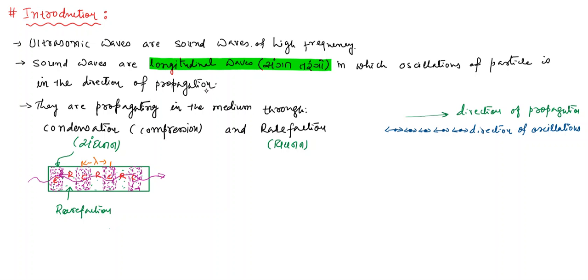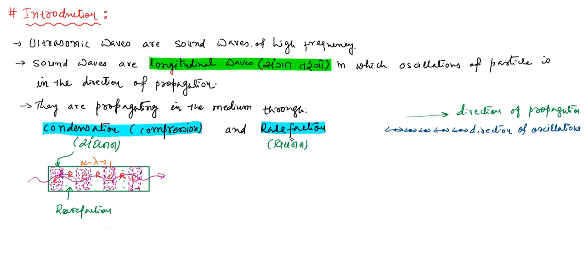Now how are the sound waves propagating in the medium? To answer that question, we remember two words. One is condensation or compression, and the second one is rarefaction. So we can say that sound waves propagate in the medium through condensation and rarefaction.